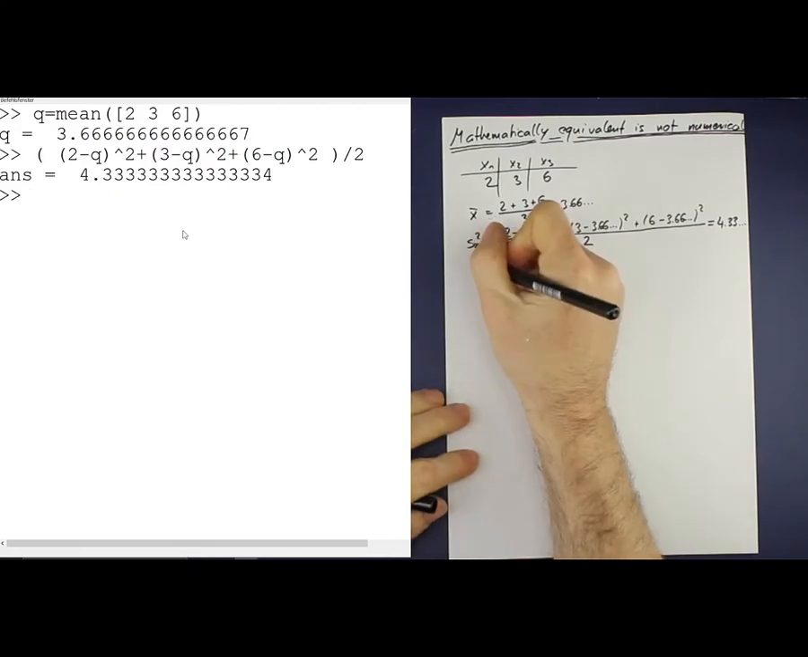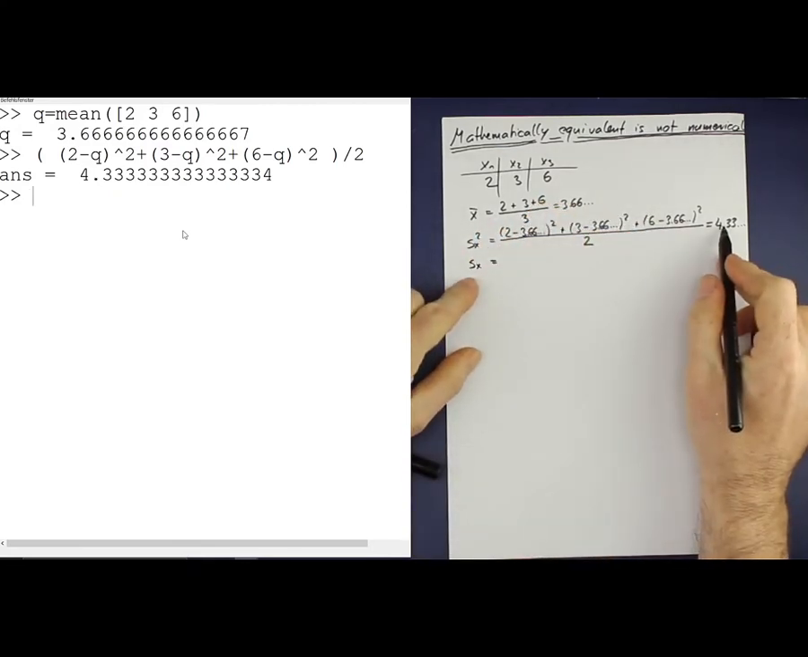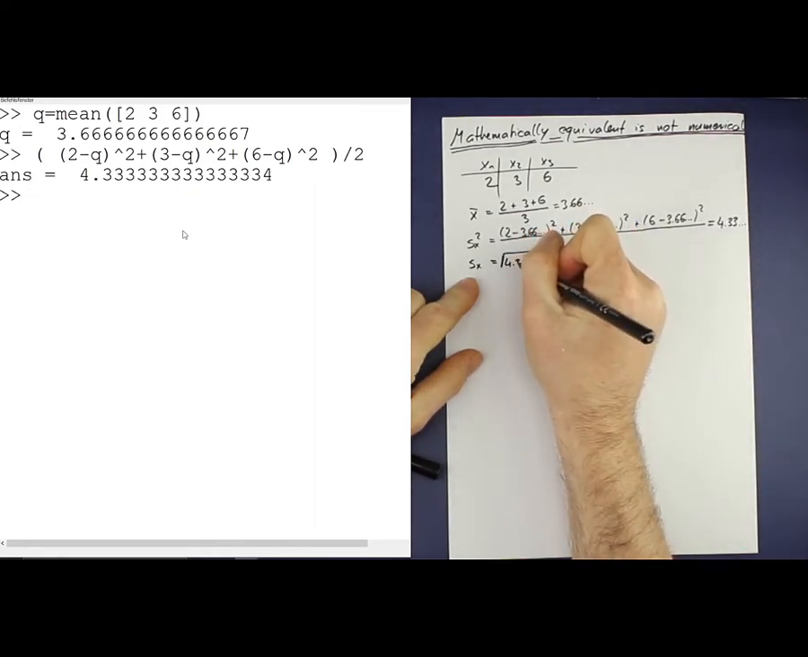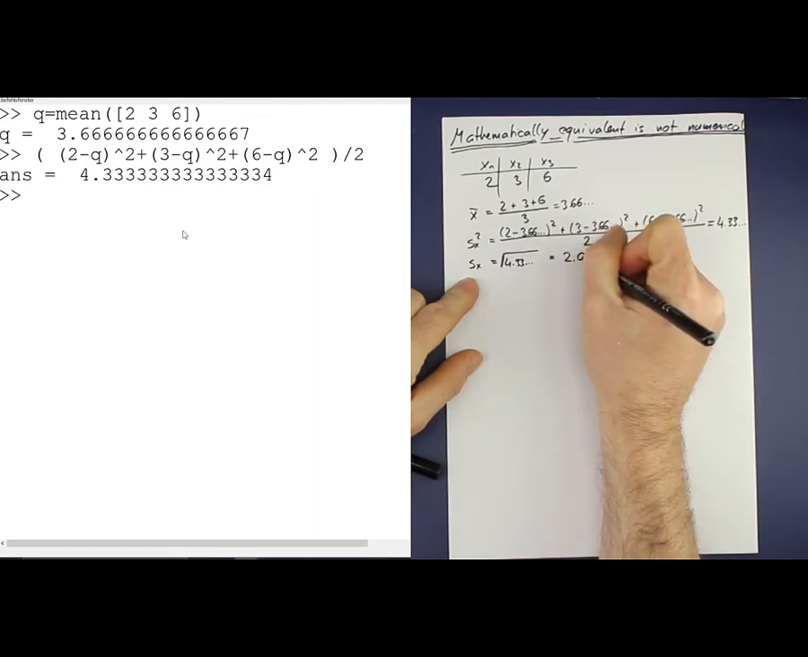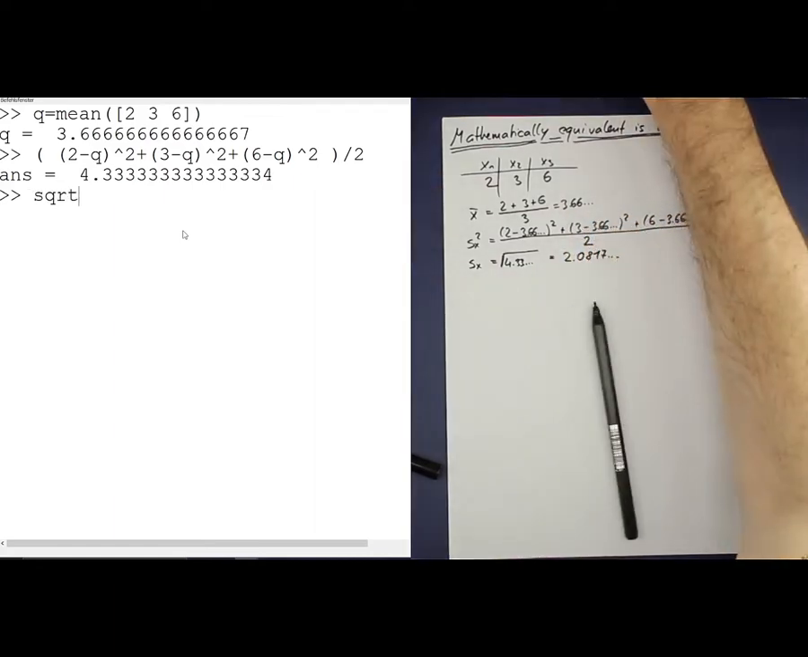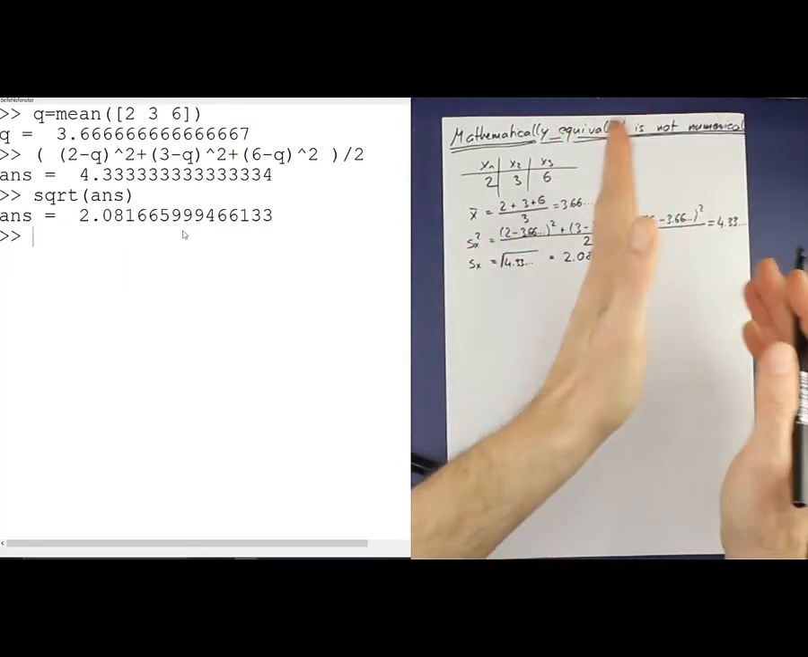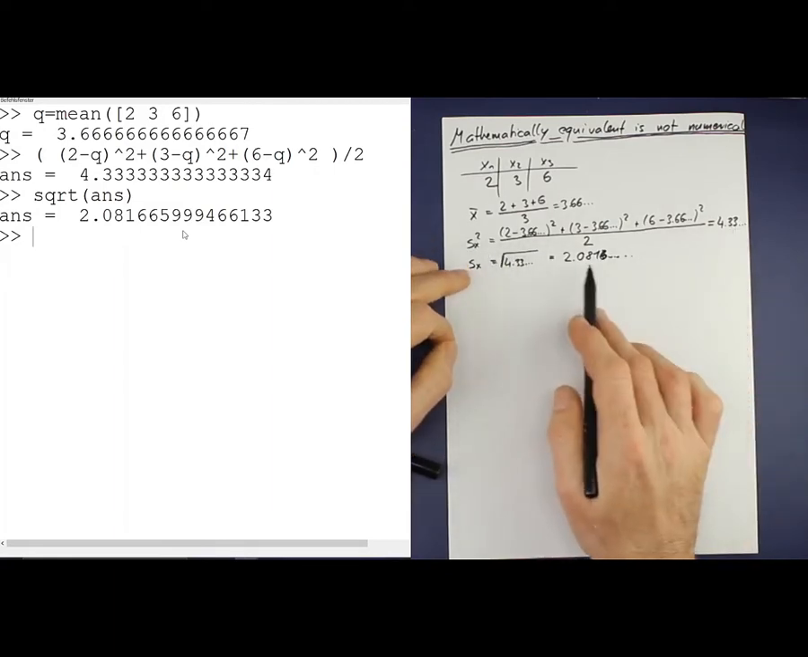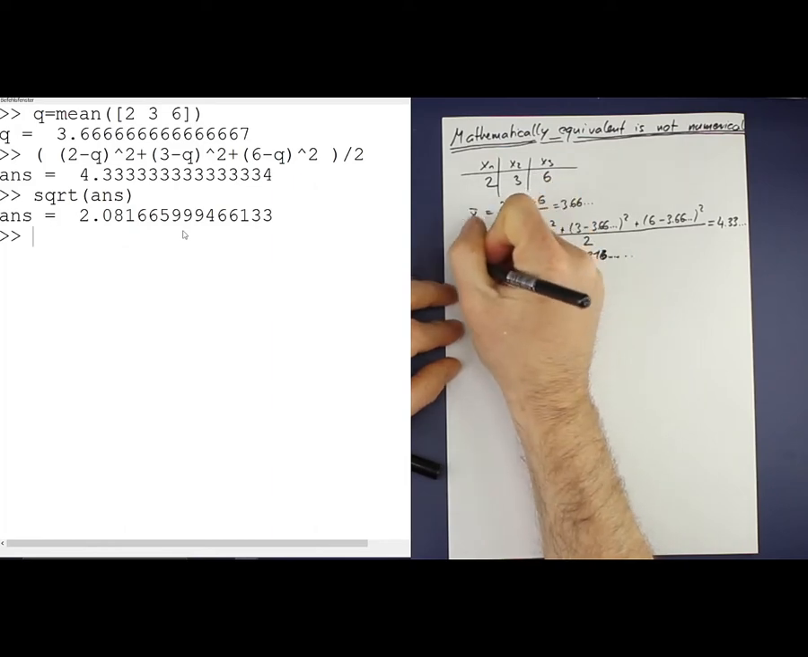And what is the standard deviation? This is the square root of this variance, so it's the square root of 4.33. And we get the value 2.081. So it's no rounding, but it's cutting the sequence. Okay, this is the variance, and this is the standard deviation, and this is the formula.